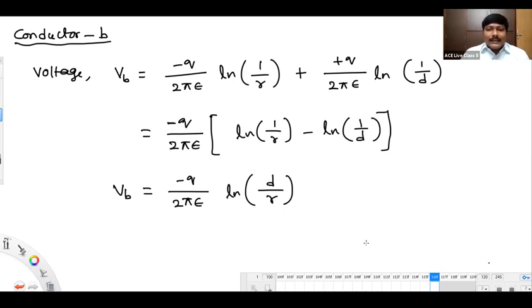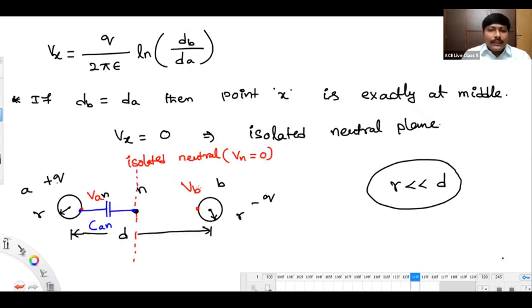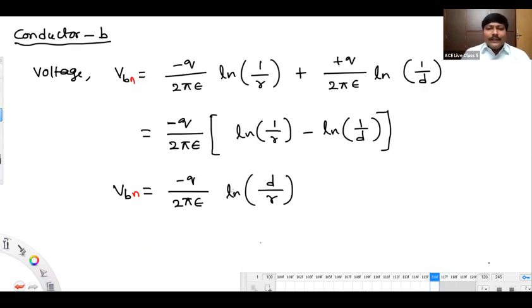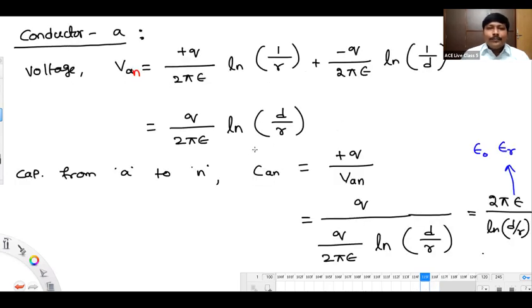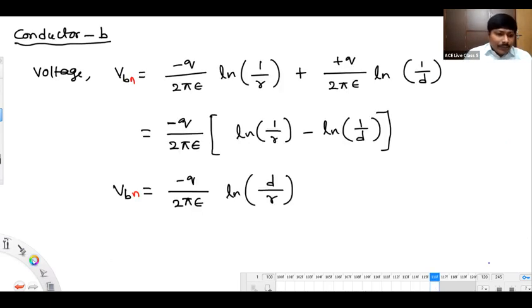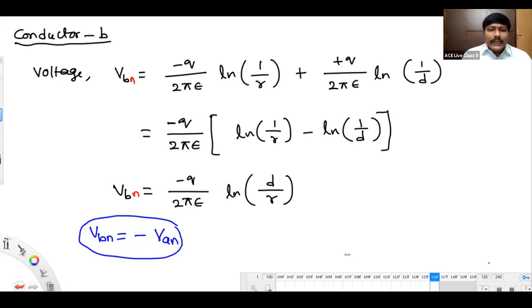Obviously, this is conductor B voltage with respect to the neutral reference only. So it is VBN. How is this VBN value compared with VAN? Equal and opposite, just observe. So the conductor B to neutral voltage is equal to the negative of the conductor A to neutral voltage.